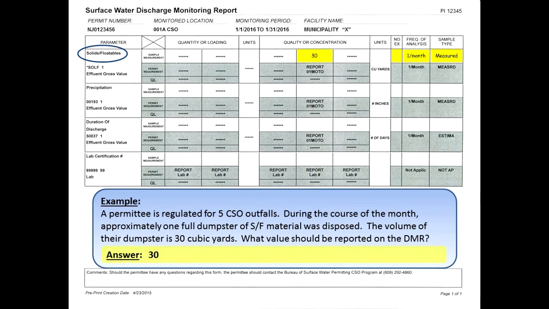Since 1 completely filled dumpster of solids floatables material was disposed of, and the volume of the dumpster was 30 cubic yards, the total amount of solids floatables material disposed of during the month for all outfalls was 30. As such, a value of 30 should be entered in the open field under the quality or concentration header. In addition, as directed by the department, values of once per month and measured should be entered under the frequency of analysis and sample type headers respectively.